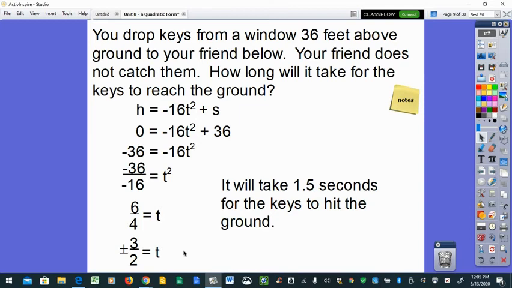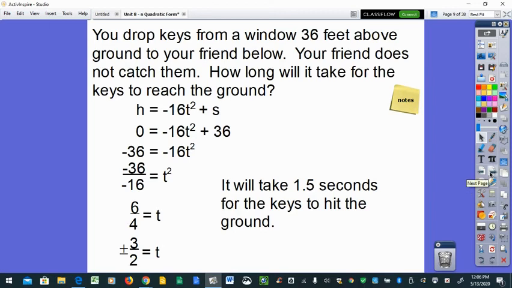You know, you're already starting sort of 1.5 seconds up on the parabola, if that makes any sense. So that's what the negative 1.5 is. If you went back in time negative 1.5 seconds, you would bring those keys starting at 0, before you went up to the 36 feet.